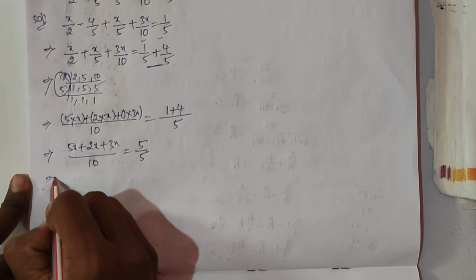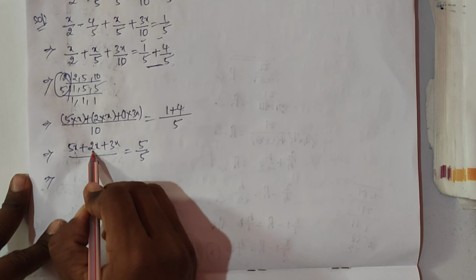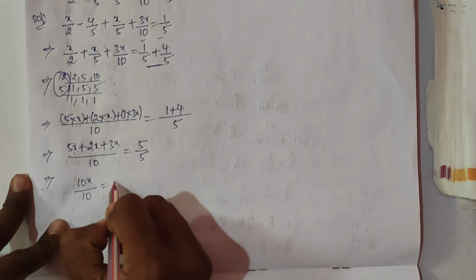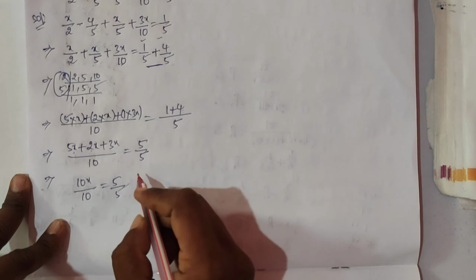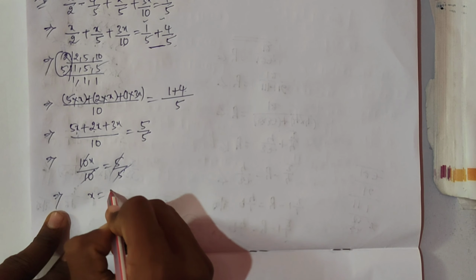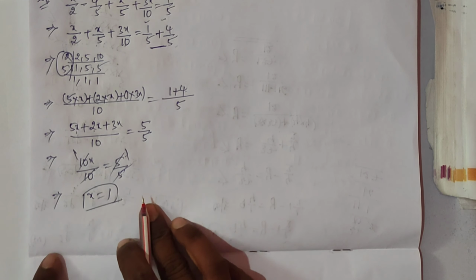Okay. Now here I am adding these like terms. 5 plus 2 is 7, then 7 plus 3 is 10. 10x by 10 is equal to 5 by 5. This implies, 10 and 10 will be cancelled, numerator and denominator, and 5 and 5 will be cancelled. Then x is equal to, what is the answer? 1, because 5 by 5 is 1 and 10 by 10 is 1. Remember, x is equal to 1 is the answer.